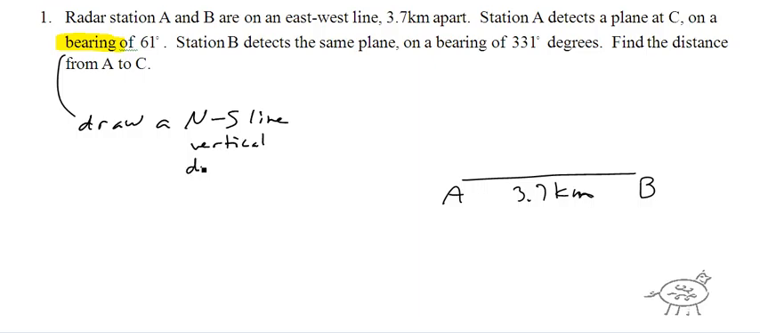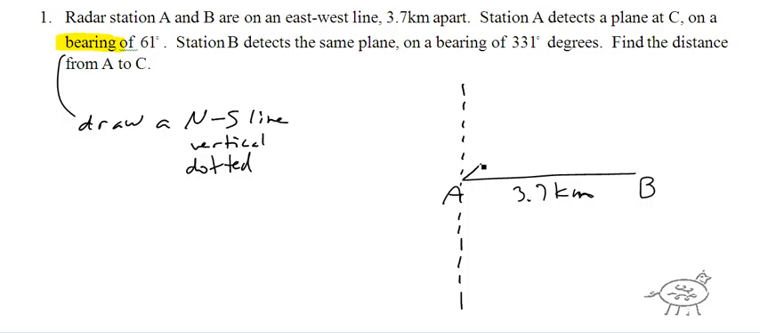And it's going to be dotted, because it's really not part of the picture. It's just showing you have to base it off of that north-south line. But as soon as you see the word bearing, immediately you've got to draw a north-south line. So this is what we're going to do. Here it is. All right, north-south line. And it says a bearing of 61 degrees.